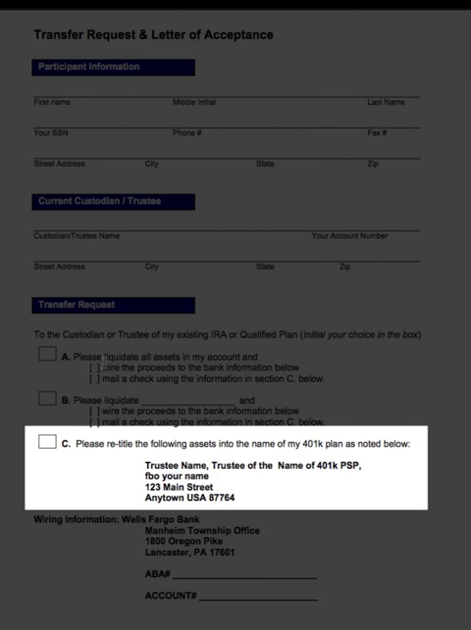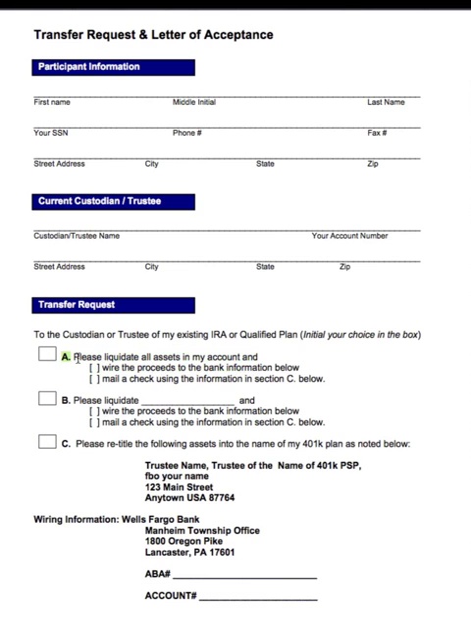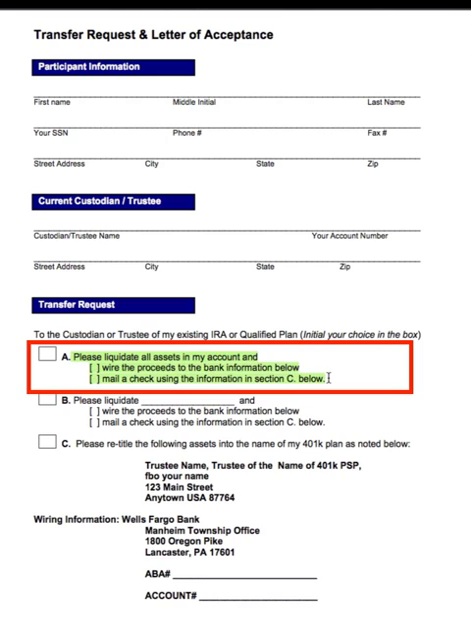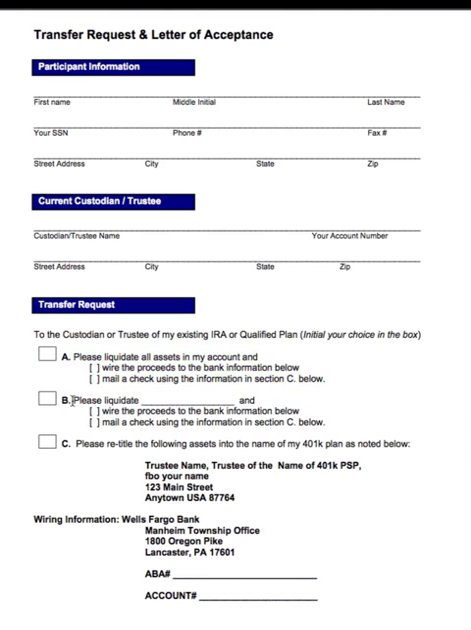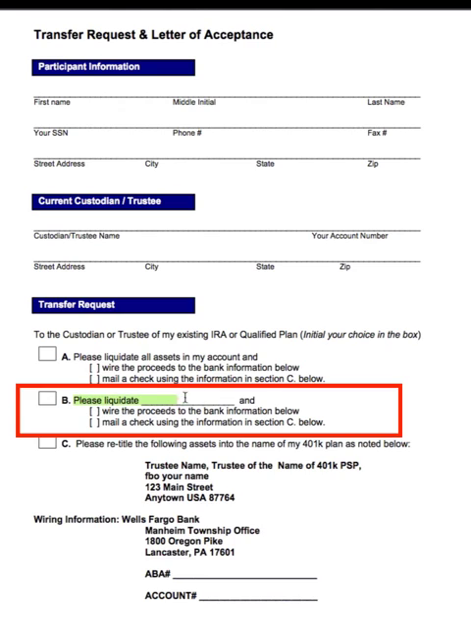So going over it again, if you're going to transfer everything, select A, and then select whether you want to have the money wired or mailed to you. If you're just going to do a partial liquidation, go ahead and select B and tell them what you want to have liquidated and then how you want the money to come to you, either a wire or a check.